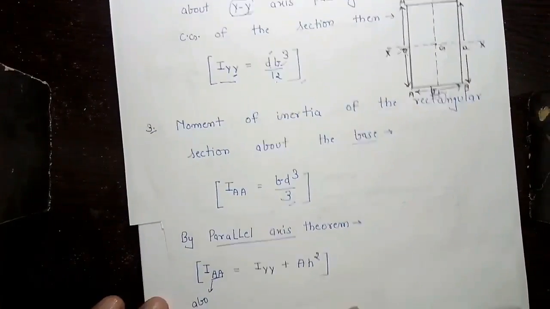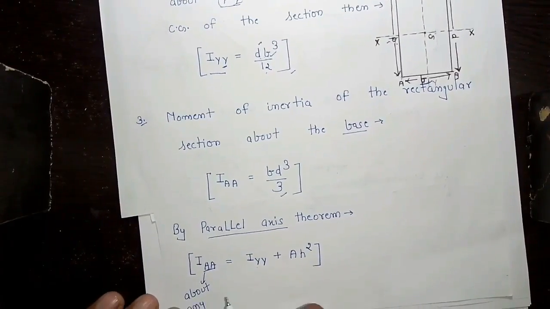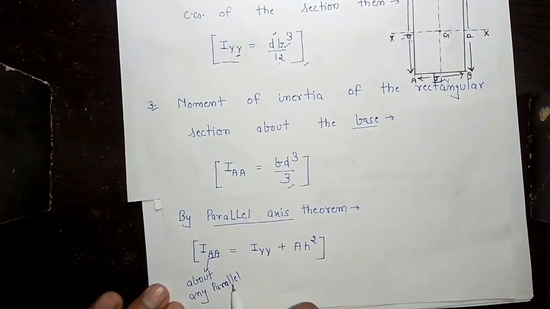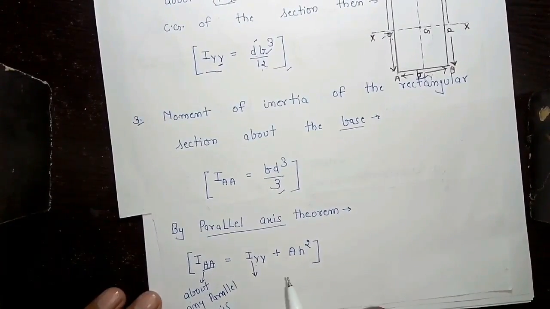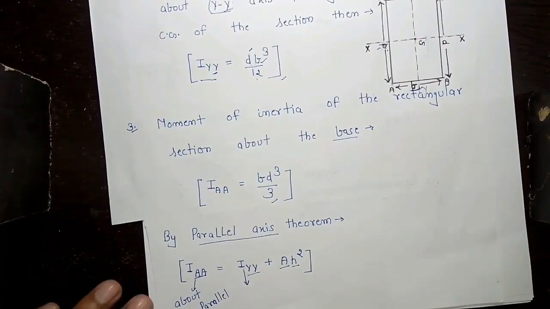By the parallel axis theorem, the moment of inertia about any parallel axis is equal to the moment of inertia about the principal axis, which is parallel, plus the area of that section and the perpendicular distance between the two parallel axes.